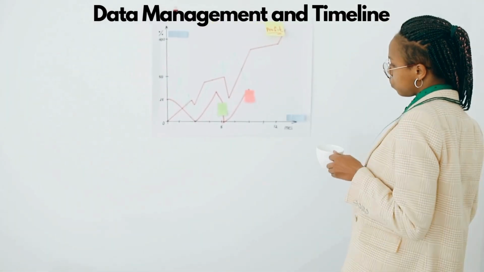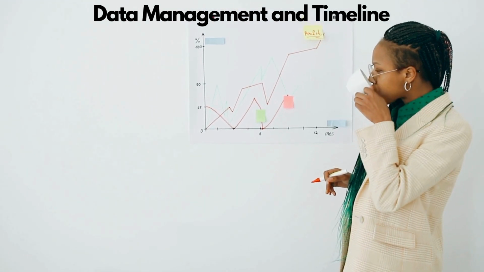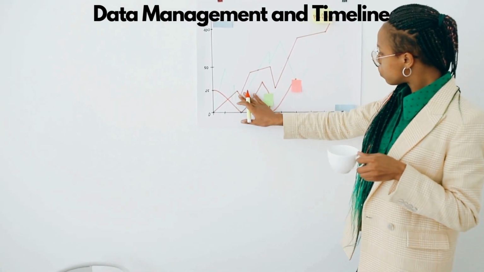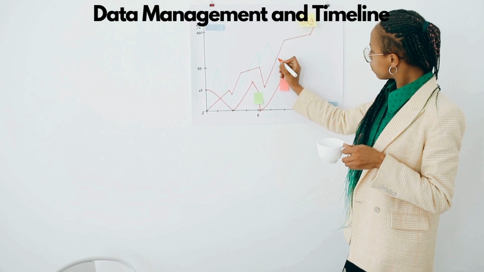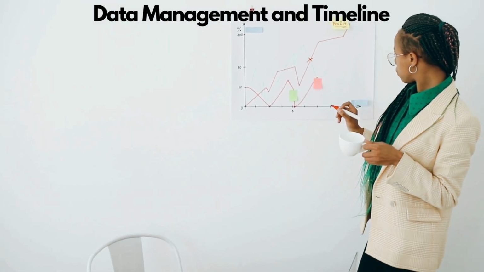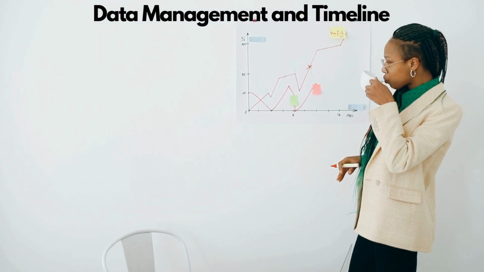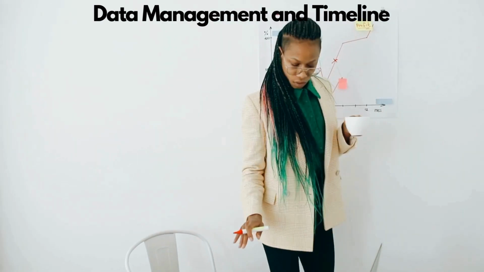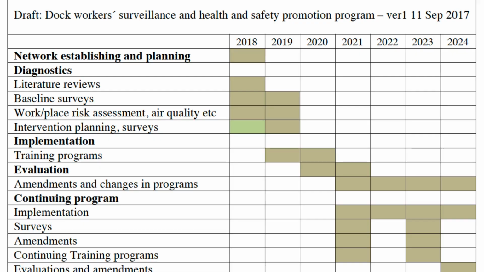Data management and timeline. Data management is essential. Describe how you'll organize, store, and secure your data. Cover data backup, security measures, and retention policies. Write these aspects in this section of your research methodology. Also, provide a timeline for your research, so your audience can understand the project's scope and feasibility.